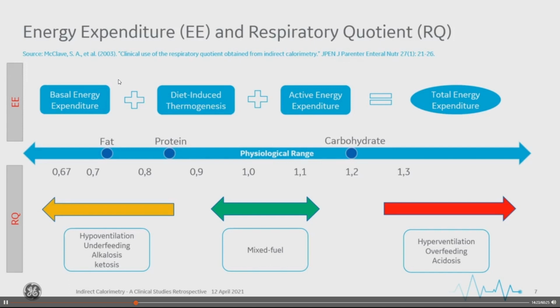On the flip side, if the patient has an RQ greater than 1.2, beyond understanding that they're preferentially metabolizing carbohydrates, it could also inform that the patient is either hyperventilating or being overfed and/or possibly becoming acidotic. And clearly, with the patient, you want to balance the patient from an oxygen balance standpoint, I mentioned before, from a caloric balance standpoint, and from a pH standpoint.